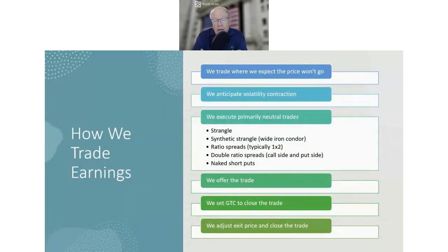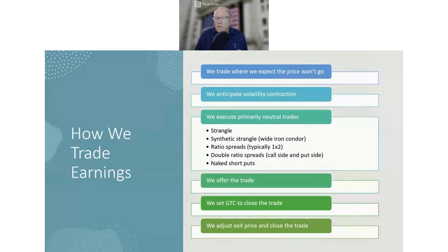Now we execute primarily neutral trades, and most of them, as you'll see, I'll show you some stats, are the strangle or synthetic strangle, which is a strangle, but we put wings on it. In some cases with IRA accounts or smaller accounts, you need to define the risk. Even on the bigger stocks, $300, $400, $500 stocks, if we're going to do a strangle on that, it makes a lot of financial sense to put wings on each side. Ratio spreads, I do some of those. Typically, I do 1-by-2 ratio spreads. I either do them on the put side or the call side. Sometimes I do both sides. I call those double ratio spreads, and they are 1-by-2 on both sides.